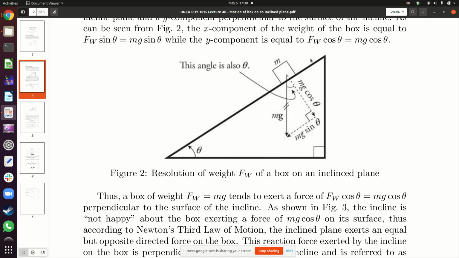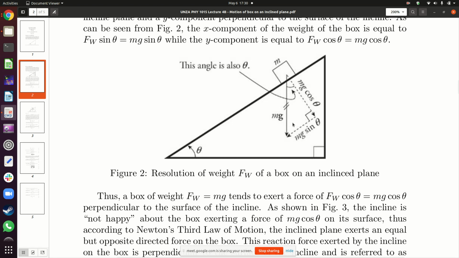So that being the case, as things are right now, there are two forces acting on this box. There is friction, which is pointing upwards, and there is this weight, mg, which is pointing downwards. So there's friction pointing up the incline, and there's weight pointing down like this.